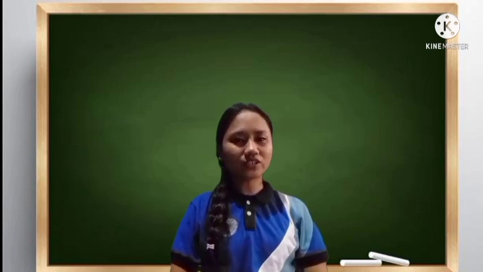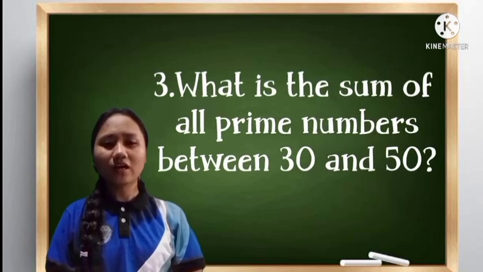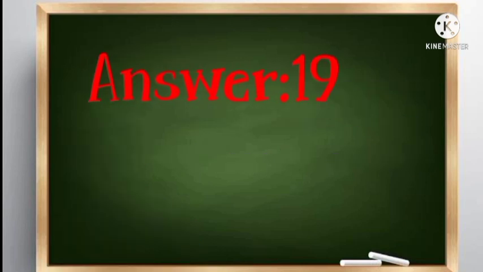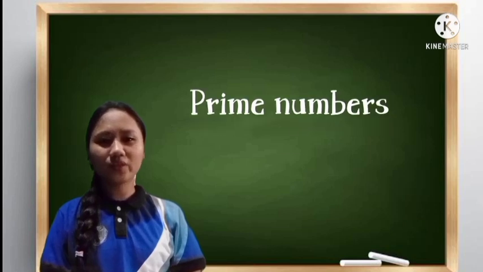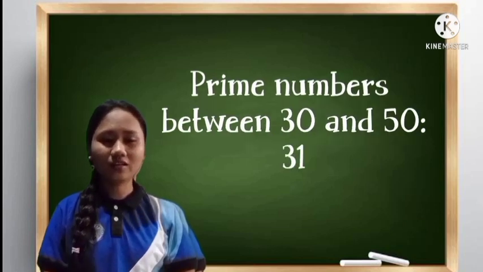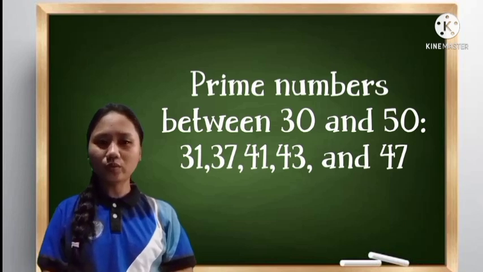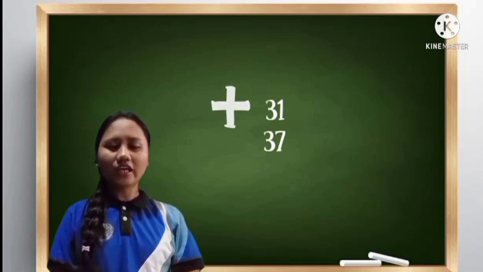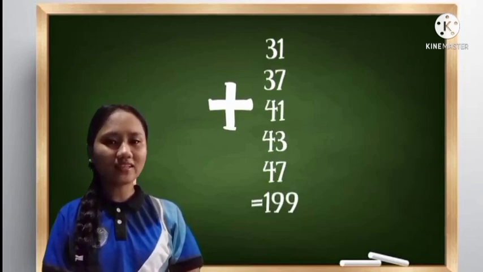For our next question, what is the sum of all prime numbers between 30 and 50? The prime numbers between 30 and 50 are 31, 37, 41, 43, and 47. If we add them together, we get the sum 199.